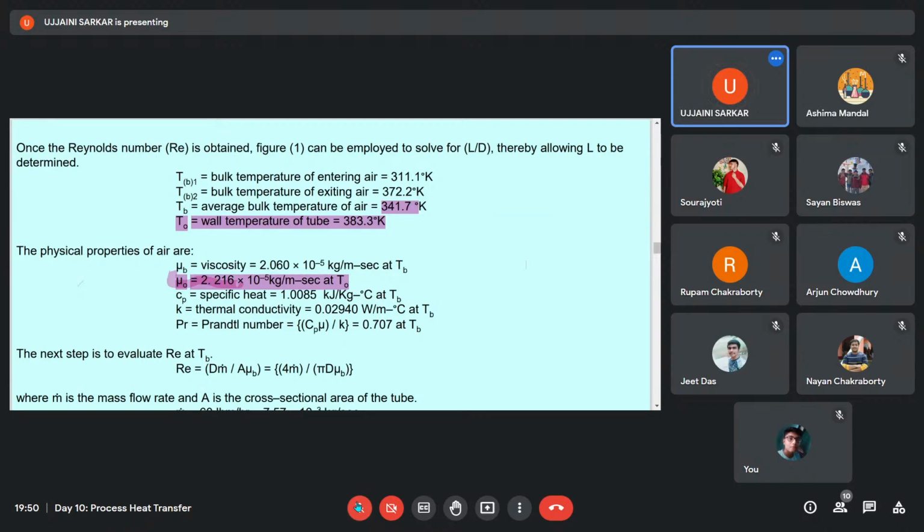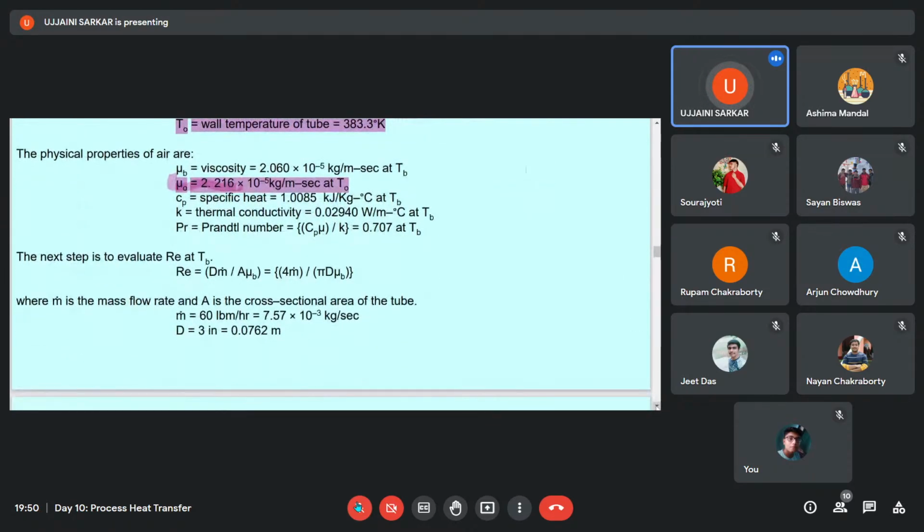So mu B is the viscosity at 341.7 Kelvin and mu O is the viscosity at the temperature of the wall. So they are different. As soon as you see that you have two different mu values, immediately your mind should play that we have to multiply the Dittus-Boelter right hand side by mu W to the power 0.14, and the equation becomes no more Dittus-Boelter but the Sieder-Tate equation.